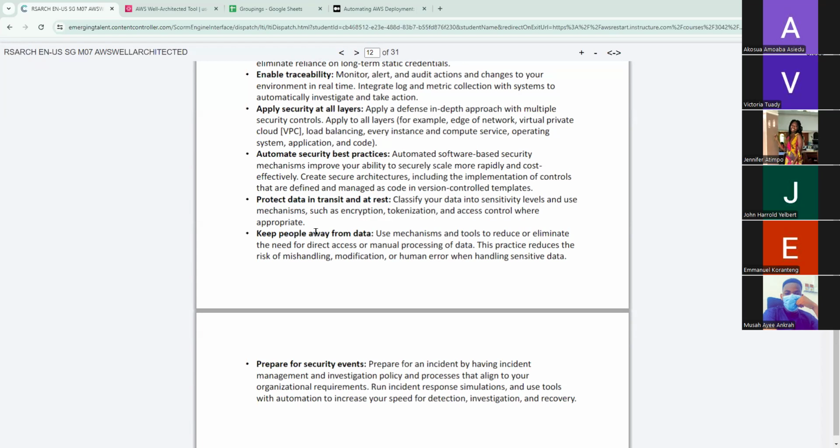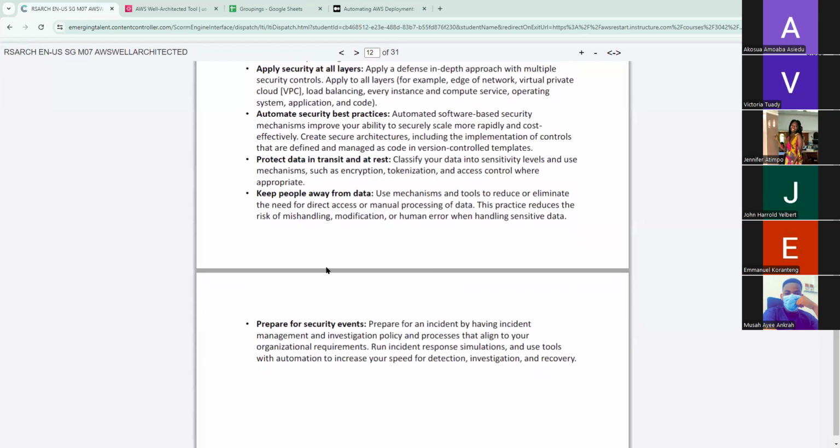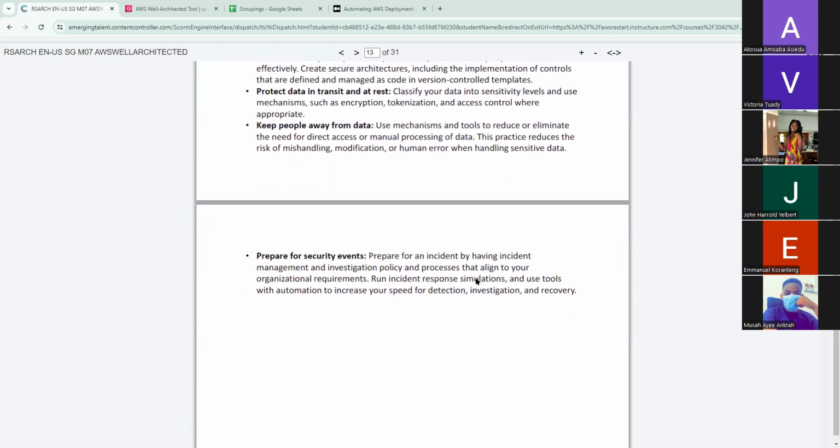Like with the example that Ellie gave us last week about a company that deleted their Google account or something. I won't be surprised if the deletion was initiated by a human being. So the chances are that with computers or with machines, you would have less or even no errors, because computers are just there. You need to program them to do whatever. So as much as possible, reduce the human interactions with your data to reduce the risk of mishandling, modification, and human error when handling sensitive data, and prepare for security events.